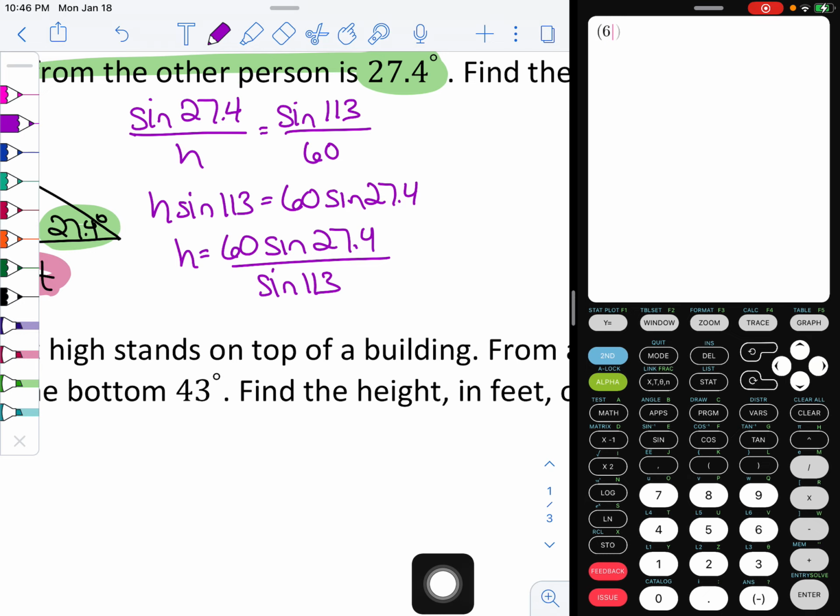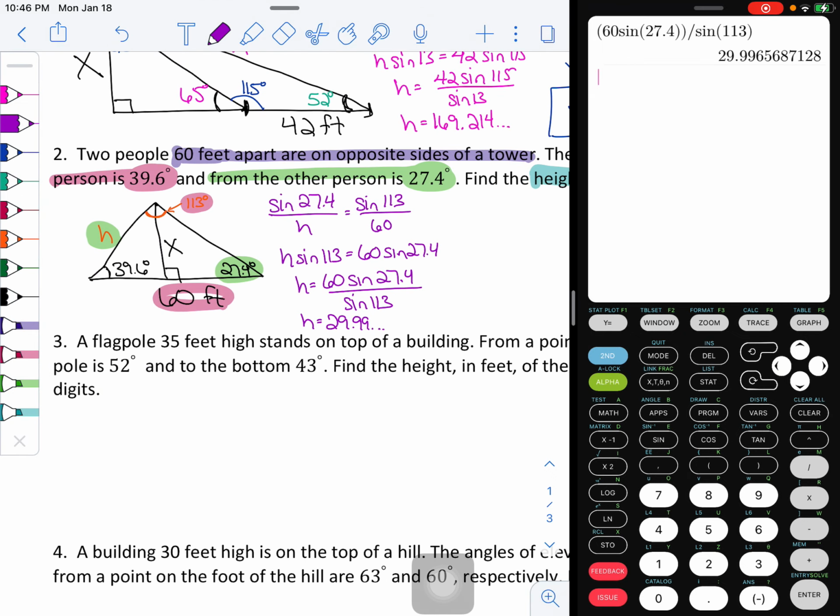Now, one thing you'll notice that I forgot to say the last time: please put the numerator in parentheses in your calculator, because you want to make sure that you have the entire numerator put together divided by your denominator. Or you can put in the numerator, hit enter, and then divide by the denominator of sine 113. All right, so this is 29 point, a whole bunch of nines there and some more stuff after it.